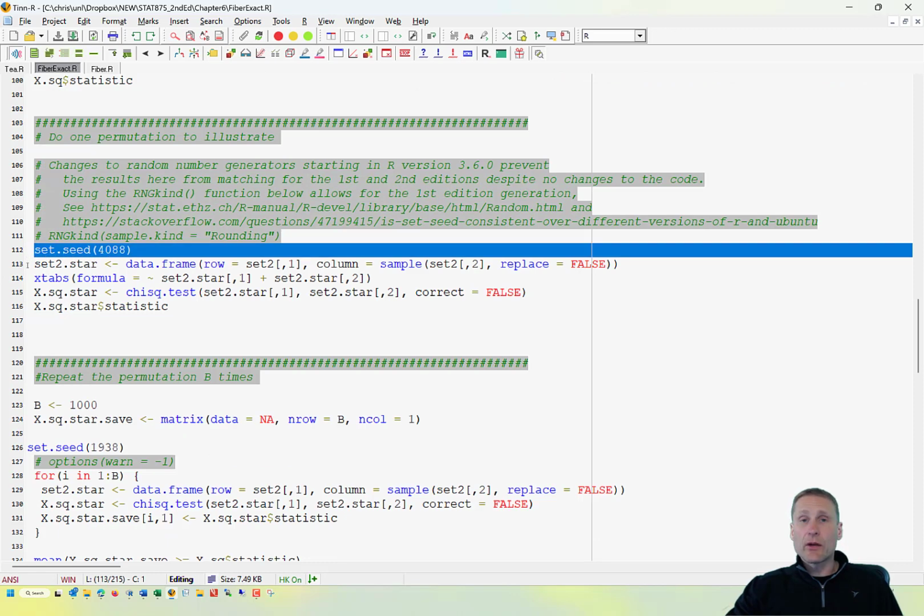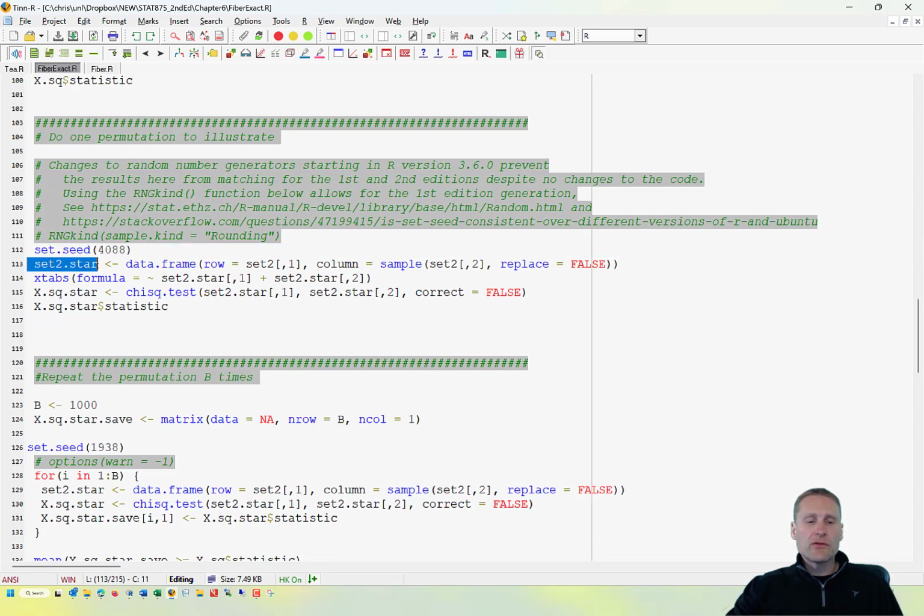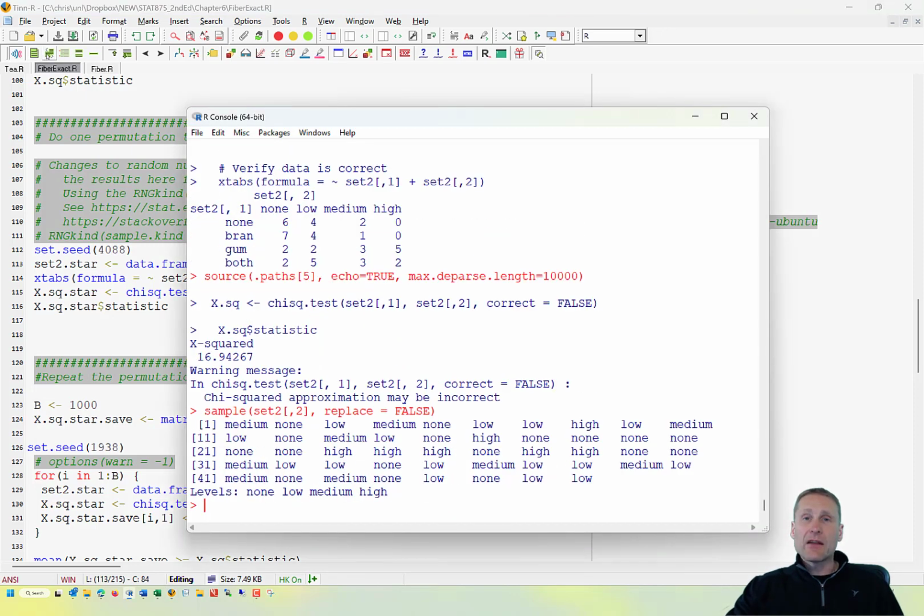So I'm going to set a seed so I can reproduce my results. Then I'm going to create a new set 2. I'm going to call it set 2 star because this is going to be based upon my permuted column numbers. And what I'm going to do is take my data.frame function. For my row variable, I'm going to just simply put in the first column of set 2. But for my column variable, what I'm going to do is sample from these column numbers with replacement. So just to show you how this works, let me just execute that small segment of code. And so now this is essentially a random permutation of all those column numbers.